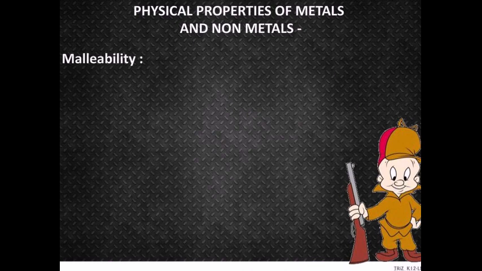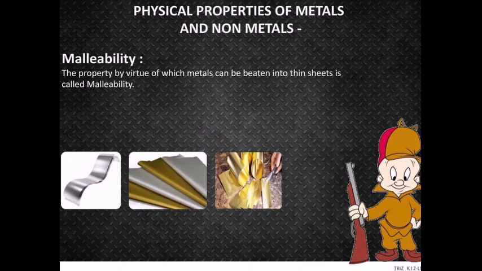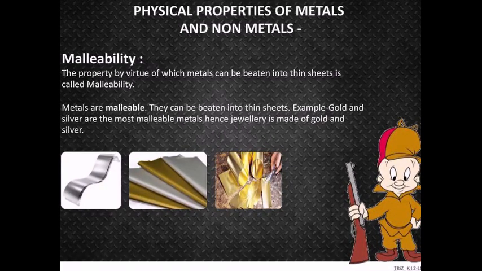Malleability. The property by virtue of which metals can be beaten into thin sheets is called malleability. Metals are malleable. They can be beaten into thin sheets. Example: gold and silver are the most malleable metals. Hence, jewelry is made of gold and silver.